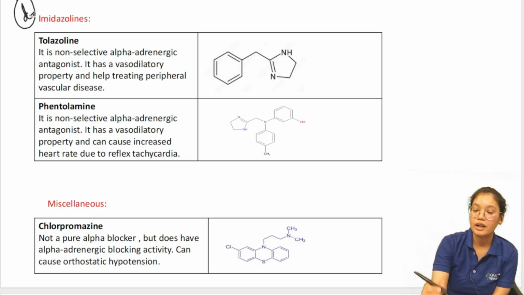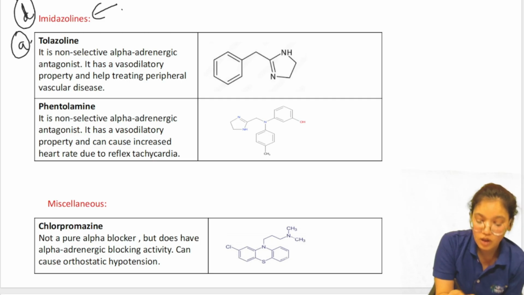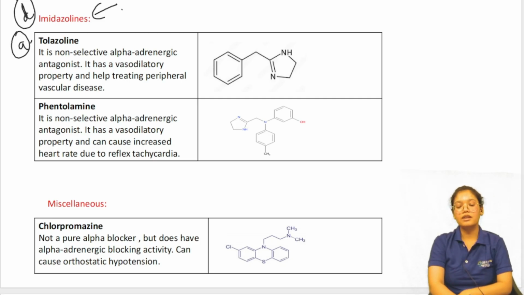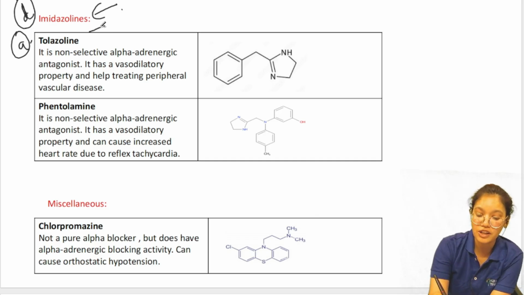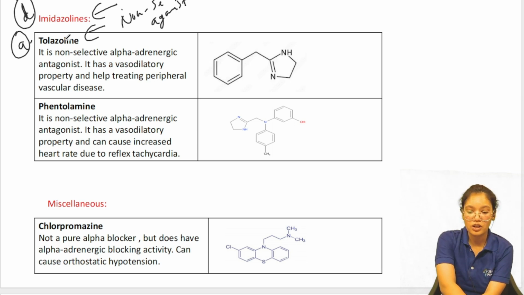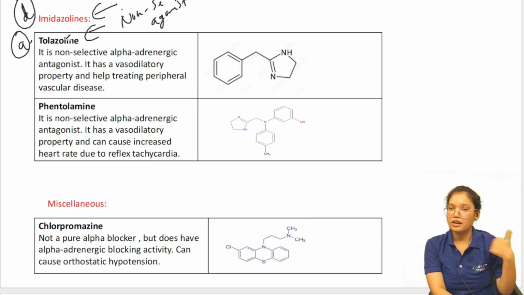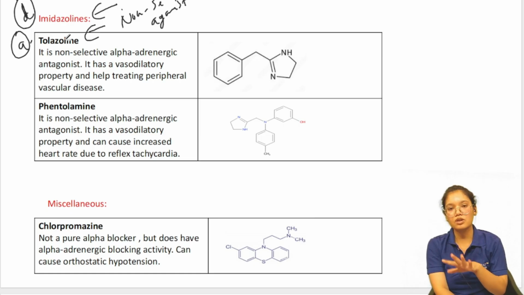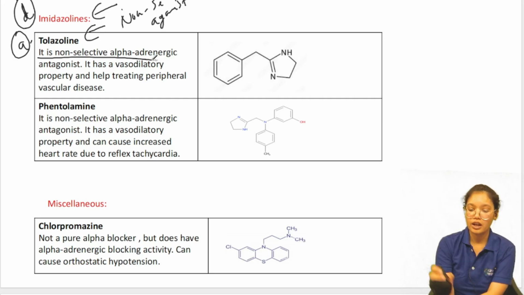Now moving forward towards the next class, that is the imidazoline. Imidazoline means it will contain an imidazole moiety in its structure. Now first is tolazoline. In my last lecture on adrenergic drugs, I mentioned it as a non-selective agonist. It also has the action of a non-selective agonist, but its main action is as an antagonist. So I have classified it there also, and here also we have tolazoline, so don't get confused.